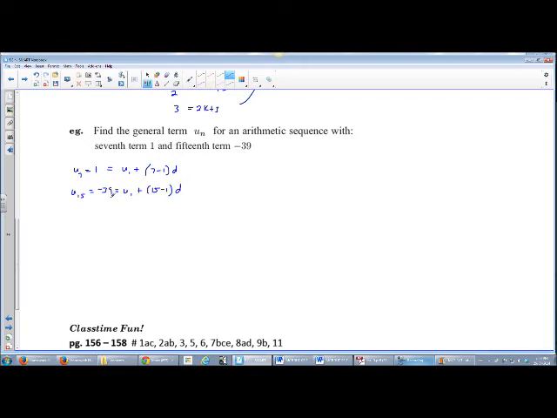So what we'll do now is subtract these. 1 minus negative 39 is 1 plus 39, which gives us 40. The u1's are going to cancel here. So we're left with 6d from this first line minus 14d, and so we get negative 8d. Divide both sides by negative 8, so d equals negative 5.